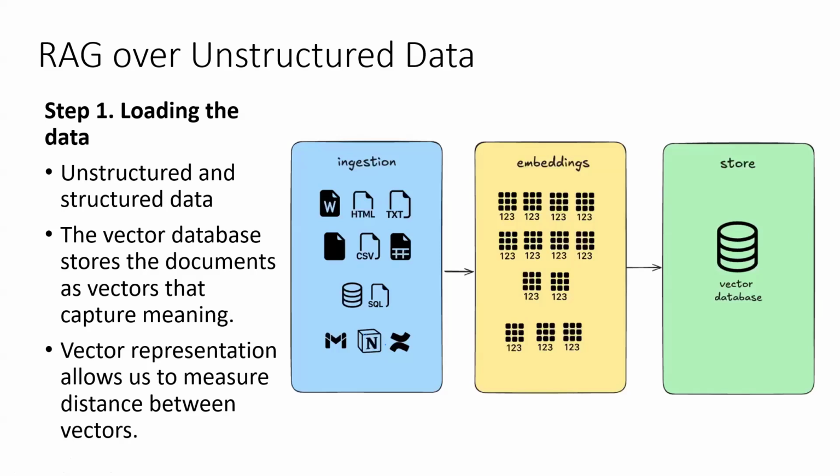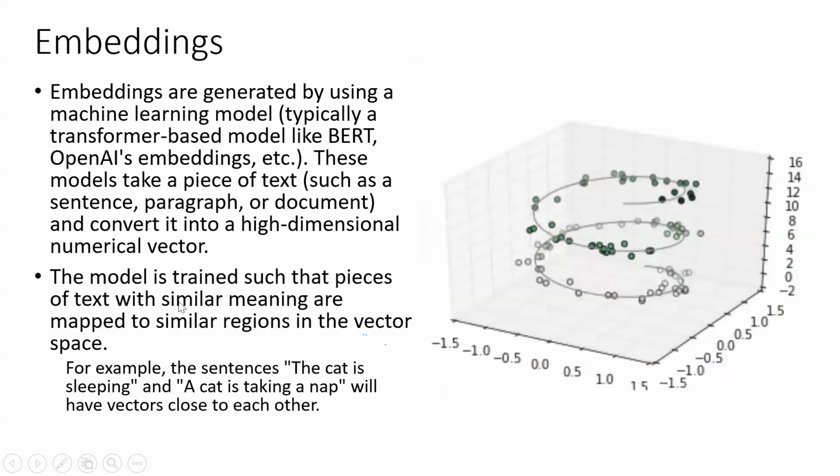Once we have created these embeddings for our data, we have to store them in a special database called the vector database. I will cover what embeddings are in the next slide. So this gives you a high-level picture of how to load the data. We have the data, we fetch the content, we create embeddings, and we store them in the vector database. Clear?